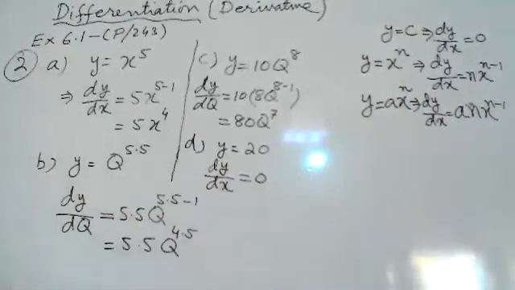So derivative of a constant function will always be 0.